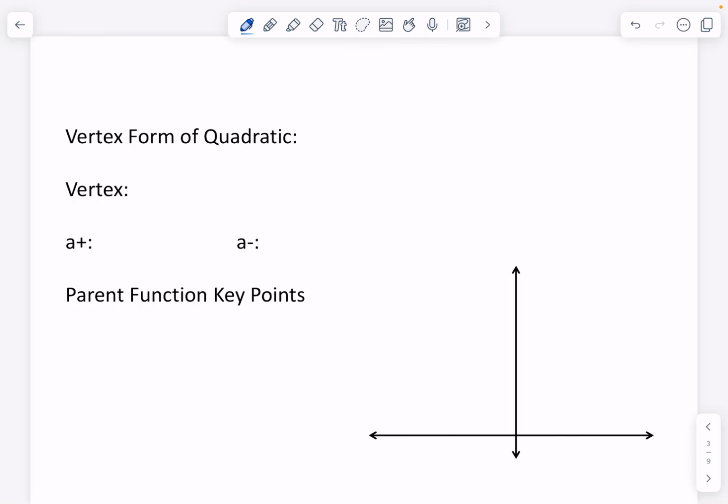Vertex form of a quadratic, that's exactly what I had on the last slide: y equals a times the quantity x minus h squared plus k. And my vertex is going to be at (h, k). And again, if a is positive, if you are a positive person, you smile. If you are a negative person, you frown.